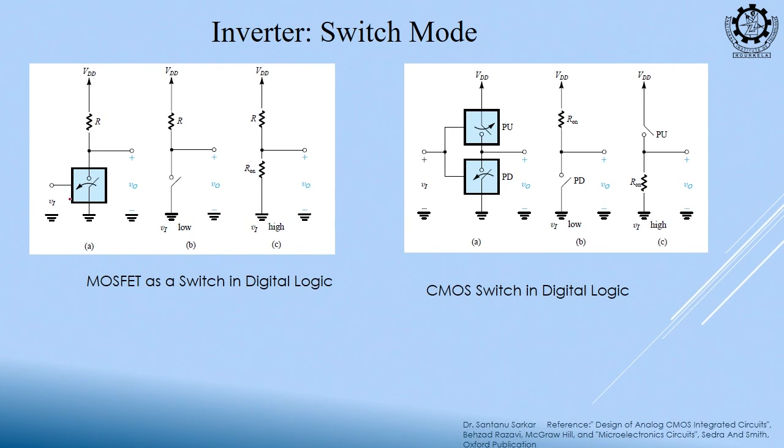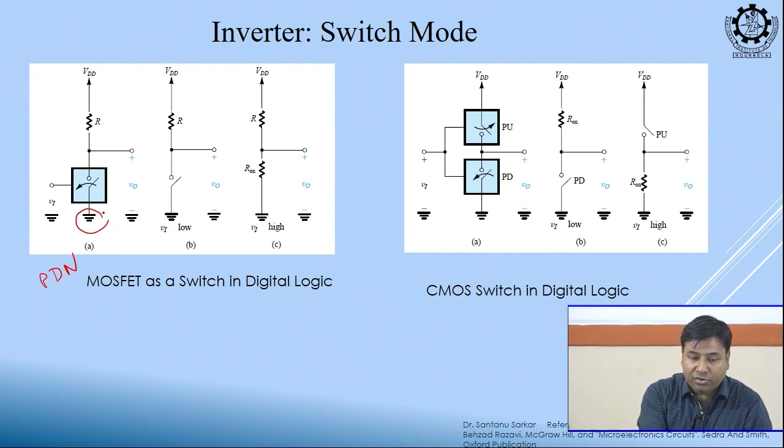So, this circuit can only pull down, right, pull down to 0. So, this is called the pull down network. Whichever is at the lower side, it is connected to ground. So, it is only pulling down the voltage to 0. So, this is known as the pull down network. Okay.